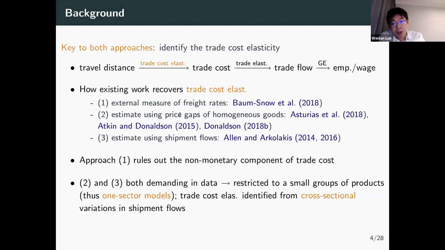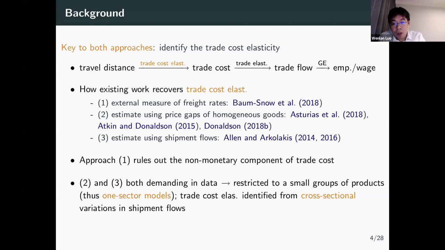And the other two approaches rely on some model assumptions. For example, with some maintained assumption on how firms set their prices, then you can look at how this price gap across regions changes after a transportation infrastructure improvement, and then you roughly understand that the price gap change contains some information on the change in the trade cost. And if you compare this over time after the road is built, you know what is going on there.